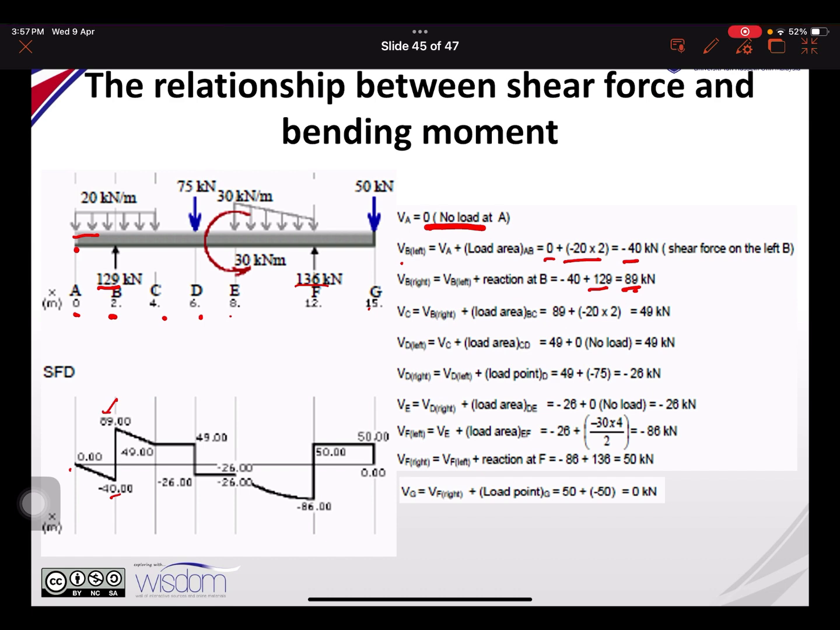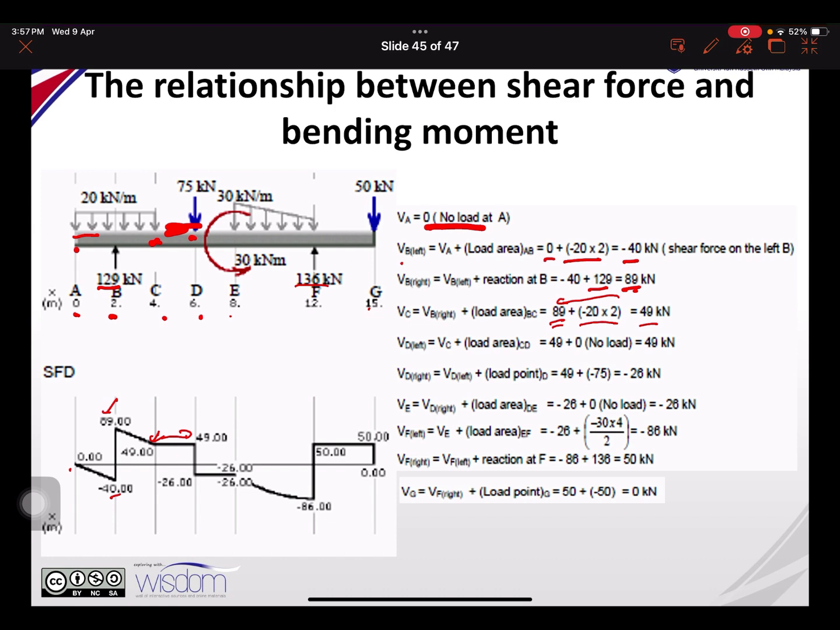After you get 89 here, you go to point C. At point C, you have a UDL of 20 kilonewton over 2 meters. So 89, you carry it here, minus 40, you get 49. So you plot this value, 49, and then at point D you go this way. No other force here.